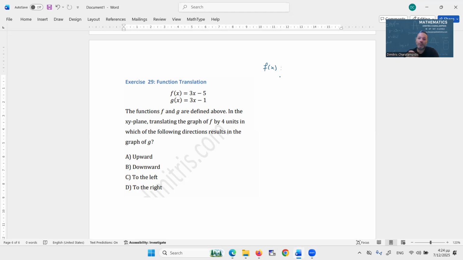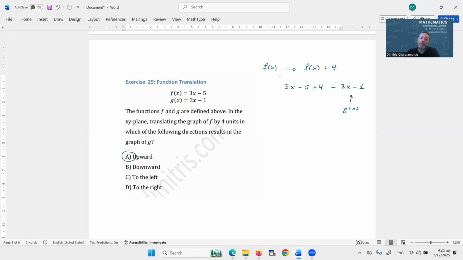4 units upwards. 4 units upwards means f of x plus 4. So 3x minus 5 plus 4 would be 3x minus 1, which is, yes, we found it, equal to g of x. So it was quick, but the answer for that is A.